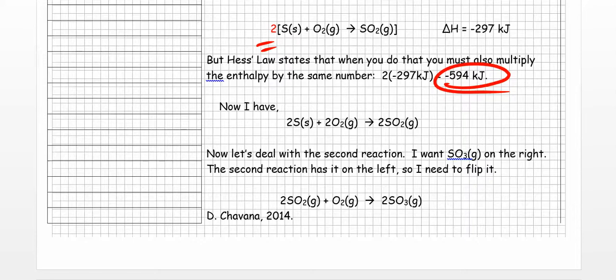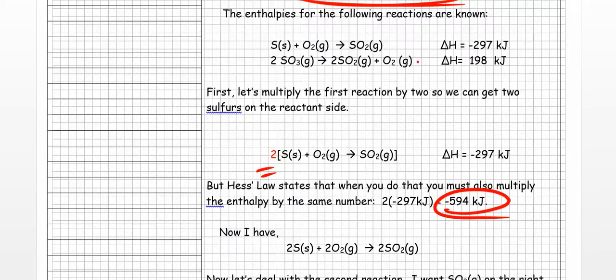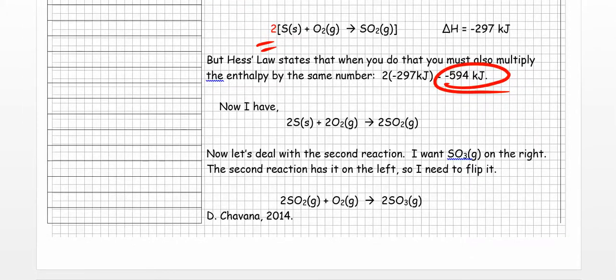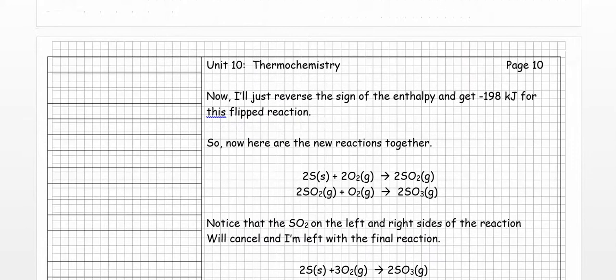So here's the second reaction right here, but the SO3 is on the left, not on the right. So I need to flip it. And by the way, the SO2 is on the right, not on the left, so I need to flip it. So here's what I'll do. I will reverse the sign of the enthalpy, and I get this time negative 198 kilojoules for this flipped reaction, right?